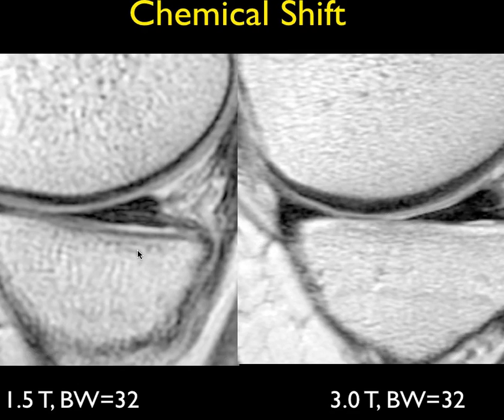Here's just an example. This is the same subject. Here the patient was on a 1.5T scanner. We scanned the knee. The patient got off that, got on a 3T scanner, had everything else the same, and we scanned it on a 3 Tesla scanner. Notice the chemical shift width here is twice as strong at 3T.